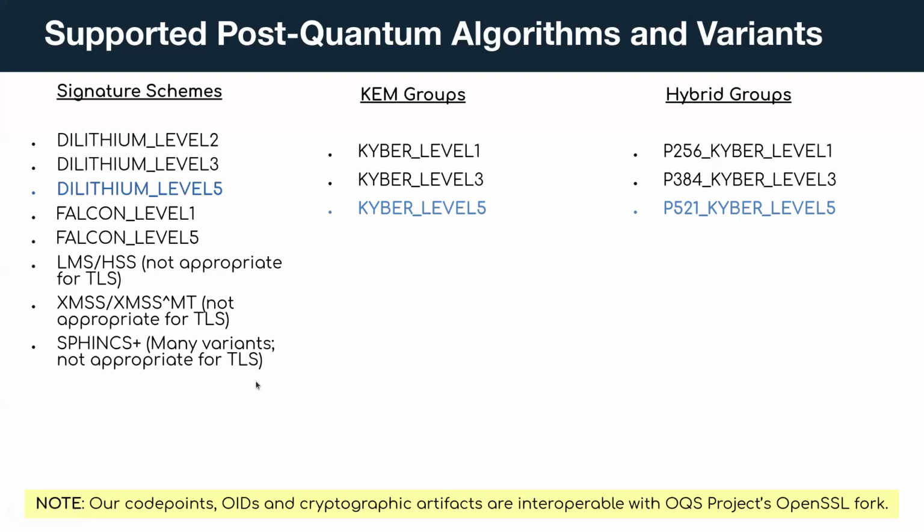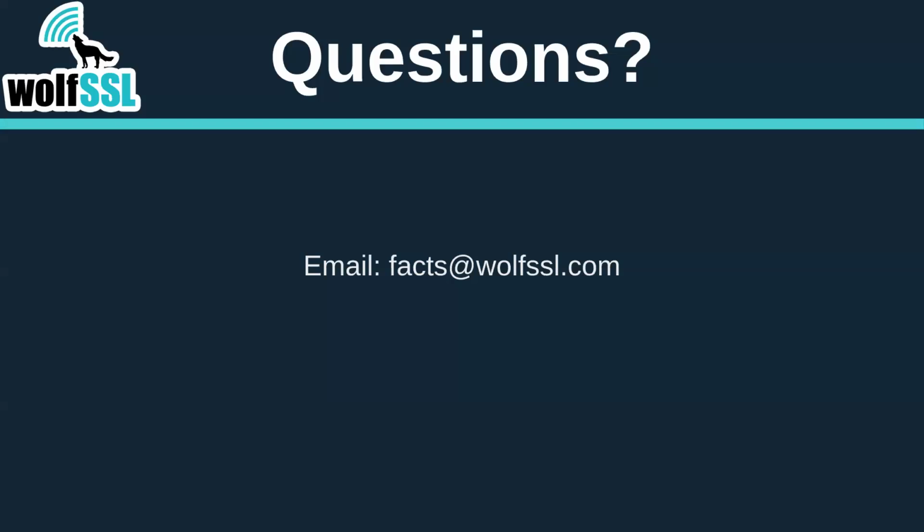So one thing that's really interesting is interop testing, and we have interop tested with the OQS project's OpenSSL fork, and our TLS 1.3 implementation does interop with their TLS 1.3 implementation. And that brings me to the end of this demo presentation.